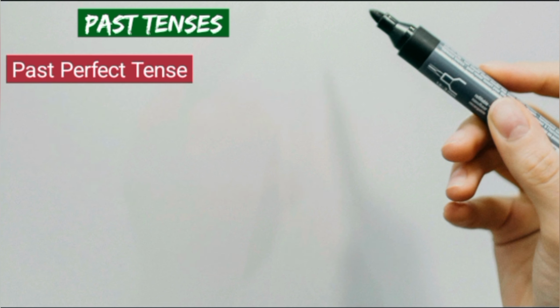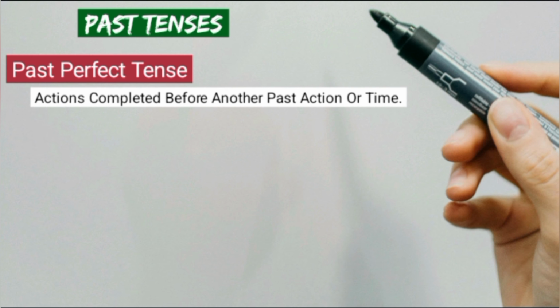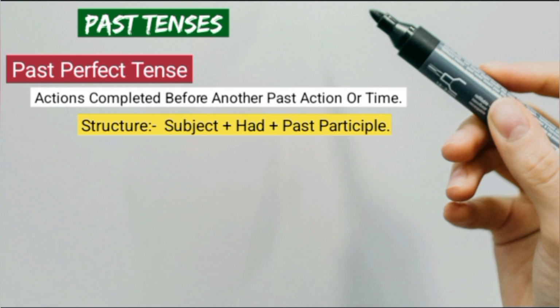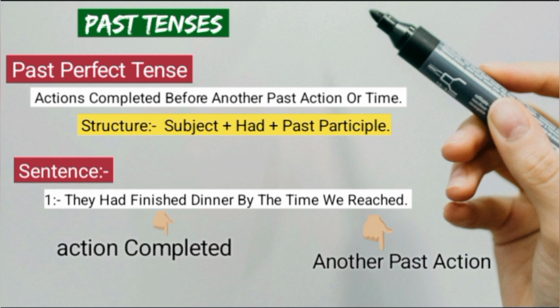Number 3. Past perfect tense. Past perfect tense is used for actions completed before another past action or time. Structure: subject plus had plus past participle. For example, they had finished dinner by the time we reached.